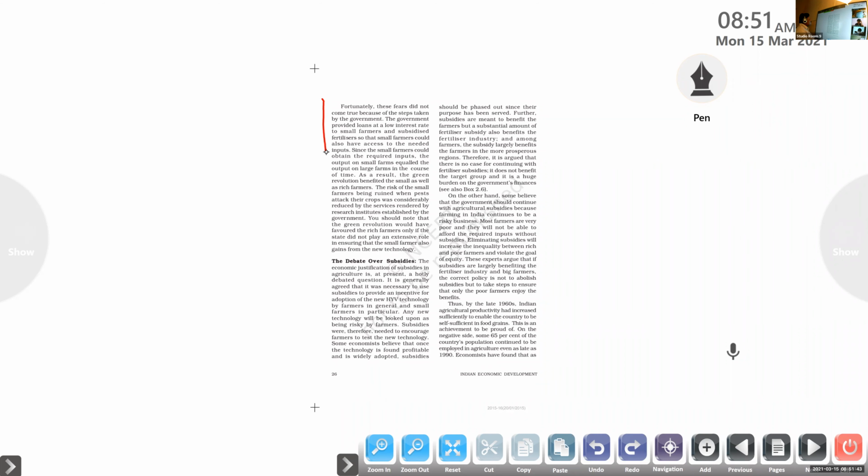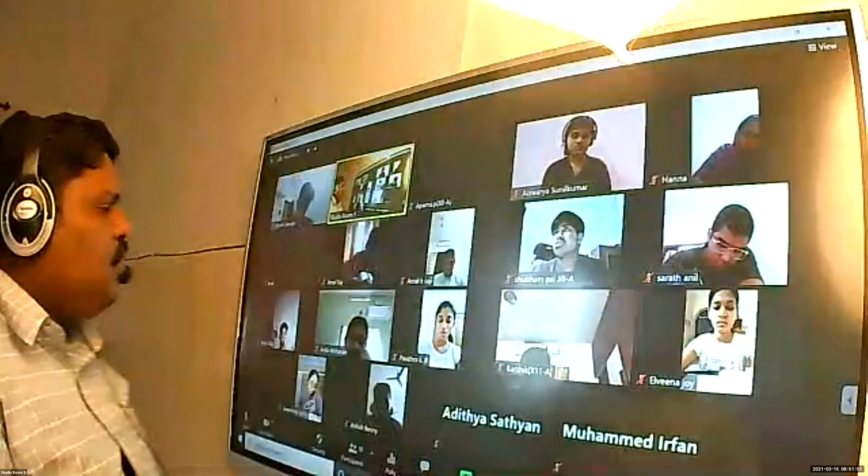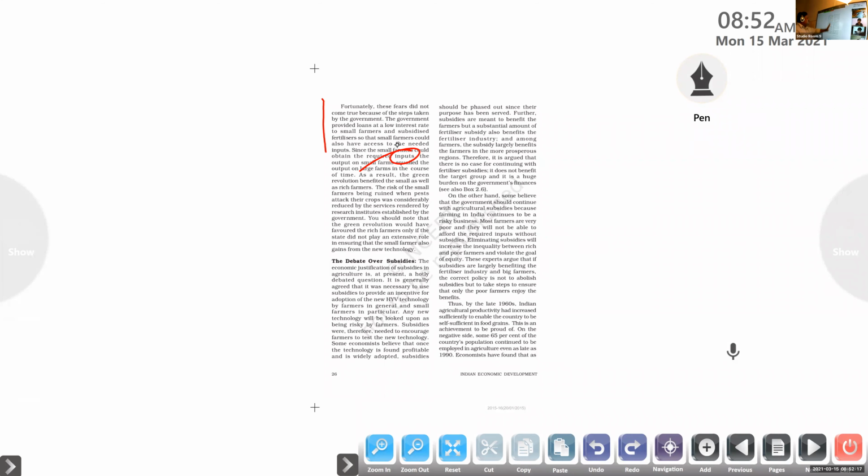If the small farmers could obtain the required inputs, what do you mean by inputs here? We are discussing agricultural production. The seeds, fertilizers, and technologies. Definitely: the seeds, fertilizers, pesticides, insecticides, the technology we are using, or the machines, everything is considered inputs. To purchase all those things, the government arranged credit, loans for the farmers. As a result, the Green Revolution benefited the small as well as rich farmers. Because of this credit availability, the small farmers also benefited.